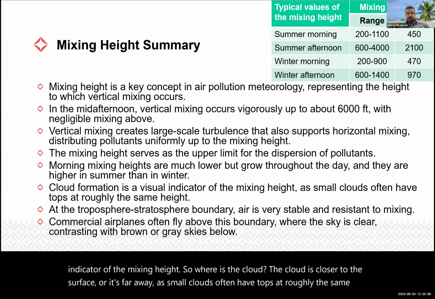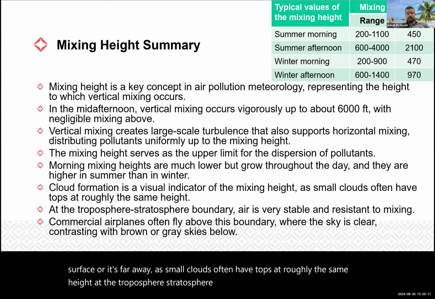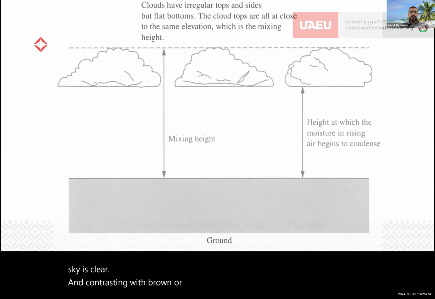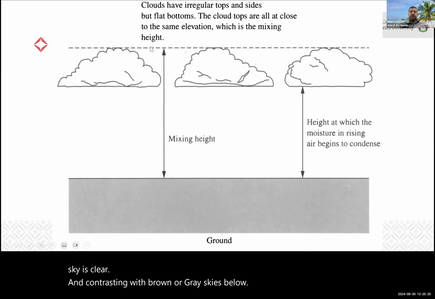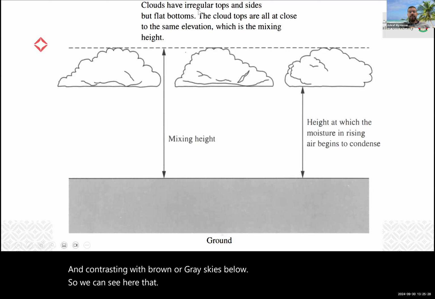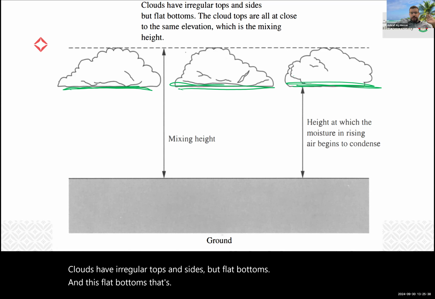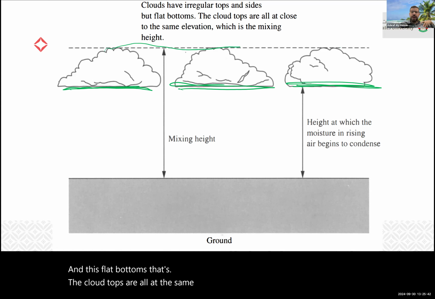At the troposphere-stratosphere boundary, air is very stable and resistant to mixing. Commercial airplanes often fly above this boundary, so the sky is clear, contrasting with brown or gray skies below. We can see here that clouds have irregular tops and sides, but flat bottoms. And the cloud tops are all at the same elevation, and this is now our mixing height.